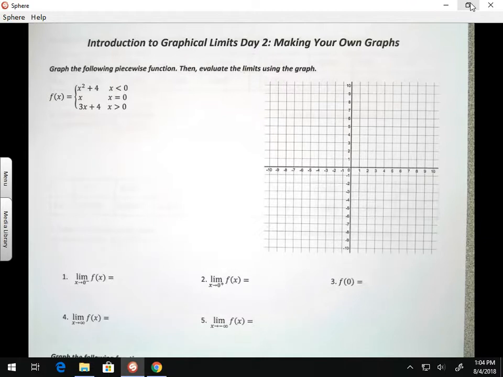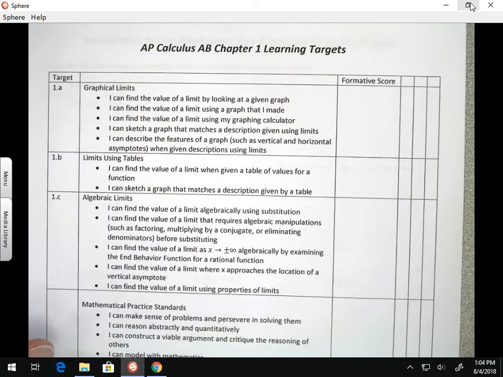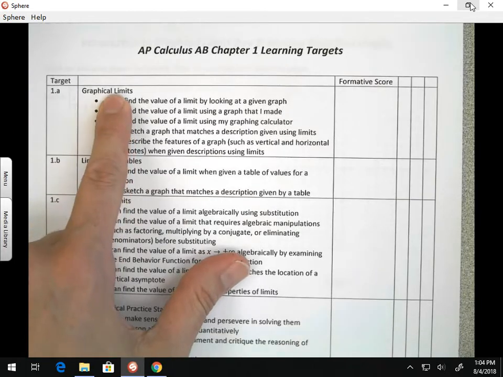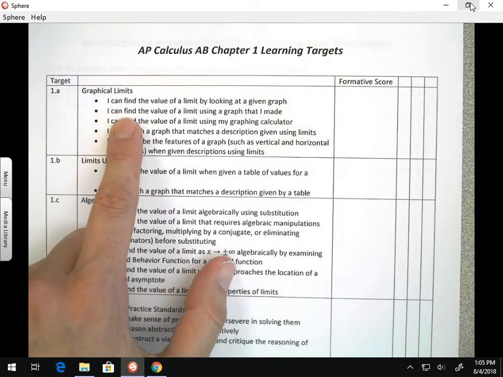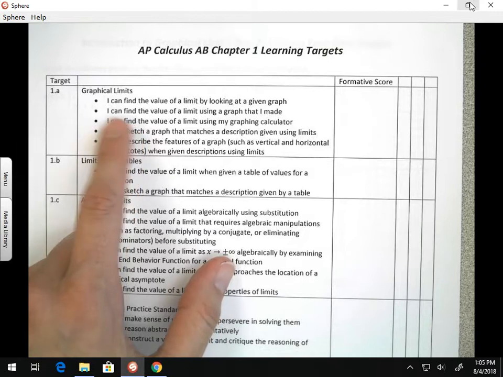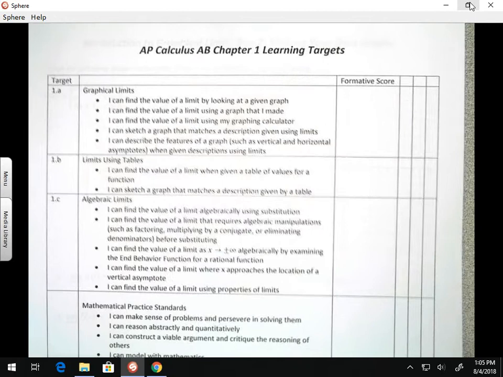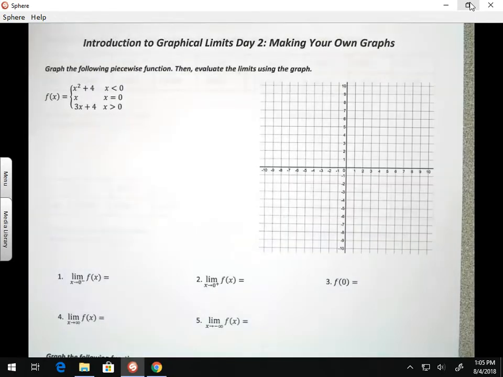A lot of what we talk about today is going to be very similar to what you practiced yesterday. We are still looking at graphs, but now you're going to be making your own graph and then finding the value of the limit. So again, I like to always go back to these learning targets. Again, we're still looking at graphical limits, but now we're really focusing on either finding the value of a limit using a graph that we make, or finding the value of a limit using the graphing calculator. So again, still looking at a graph, but you're either generating the graph yourself or using your calculator to do that.